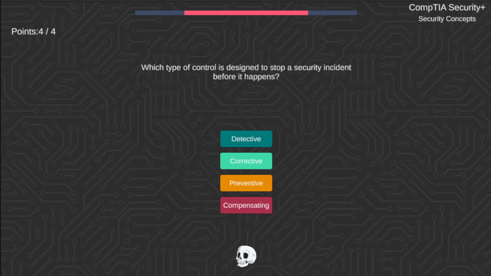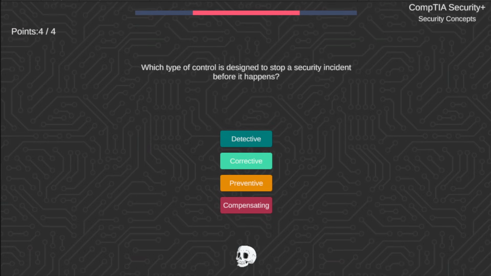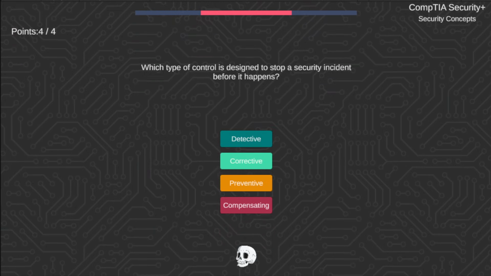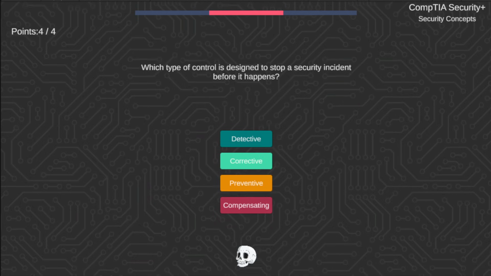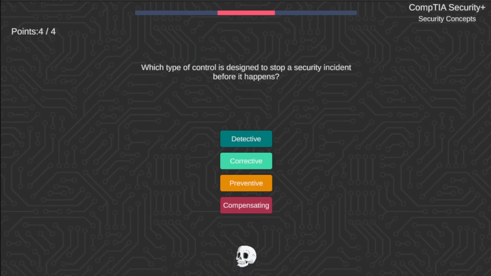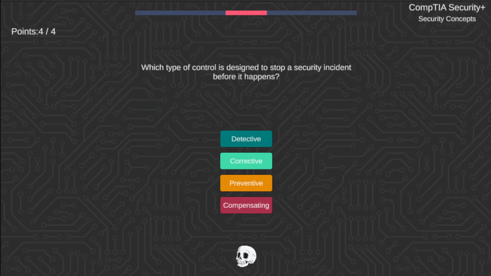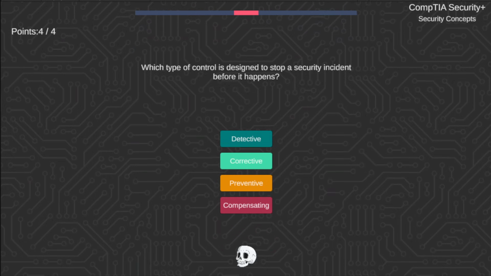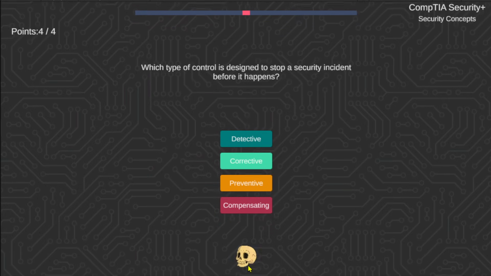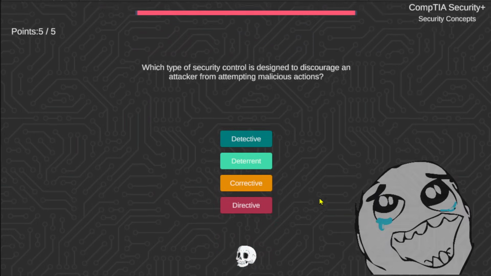Which type of control is designed to stop a security incident before it happens? Detective, corrective, preventative, or compensating? Before it happens. Correct answer is preventative.